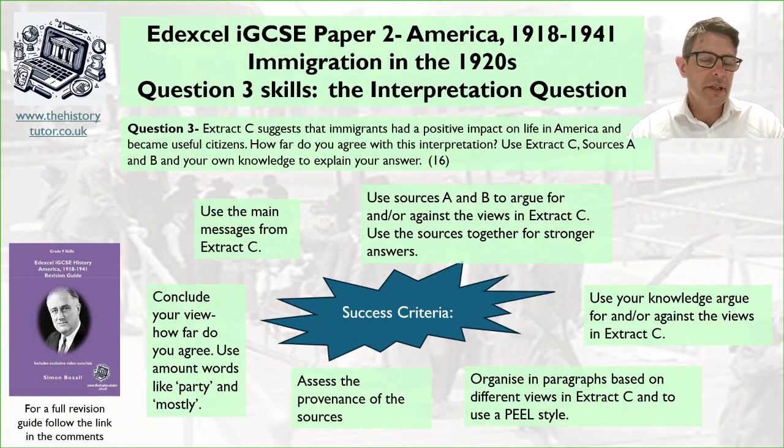Okay, so you've got some ideas? Well, here's my ideas then. So I've said, firstly, you need to make sure you have the main messages from extract C about whether it's a positive impact of migrants or not. Then we need to be aware of what sources A and B are saying. Do they have views that are for or against immigration? And supporting the ideas in extract C, of course, as well.